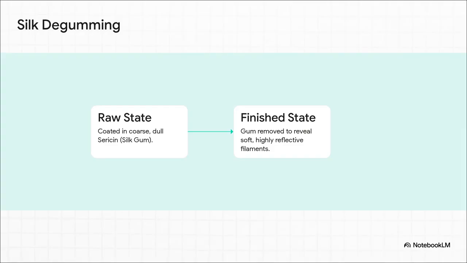Moving over to silk, our other major protein fiber, we find a completely different process. Silk comes out of the silkworm cocoon in a raw state, and it's coated in this protective gum called sericin. To get that luxurious fabric we all know, it has to go through a process called degumming. Basically, these raw, coarse, and honestly kind of dull filaments are carefully stripped of their sericin gum to finally reveal that famous, incredibly soft, and highly reflective finish hiding underneath.